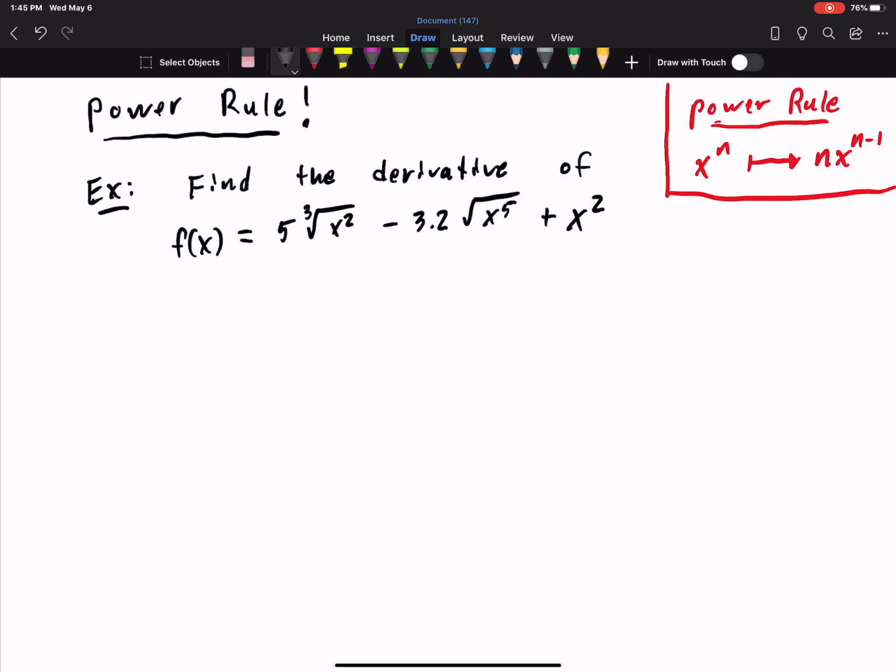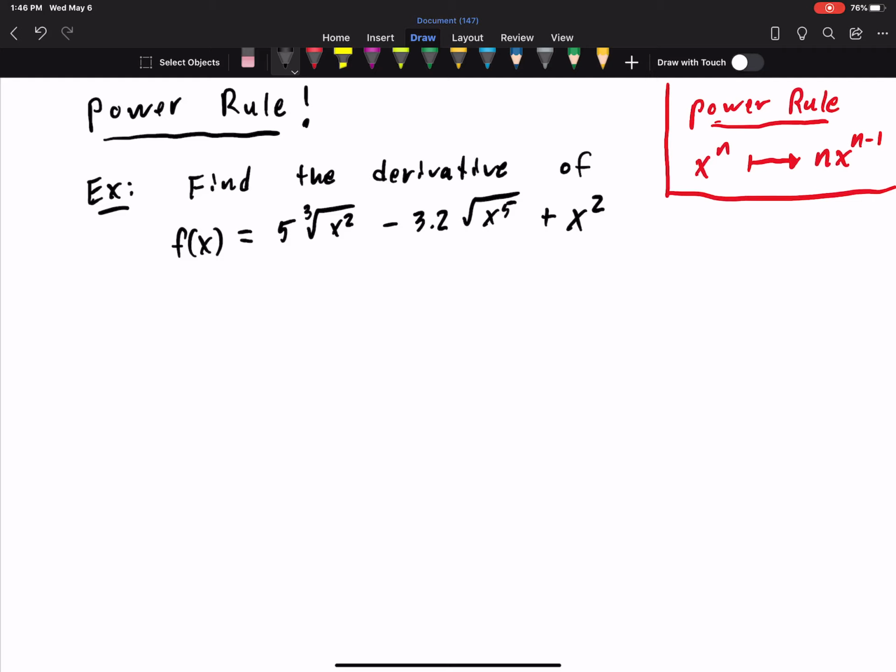And yet another example with powers of x inside radicals. Based on the previous example, we know how to handle that now. So what we're going to do is convert all of our radicals to fractional powers first, and then we're going to multiply the powers on x times those fractions.